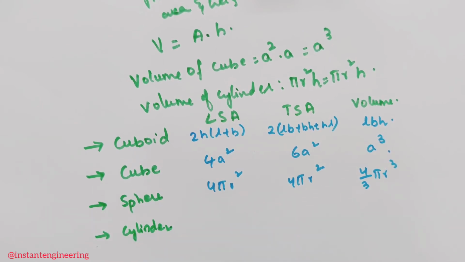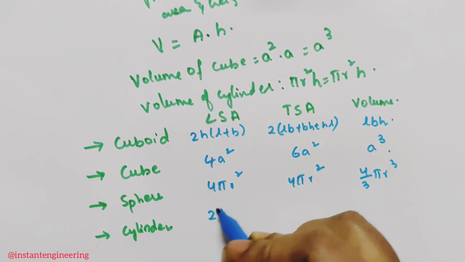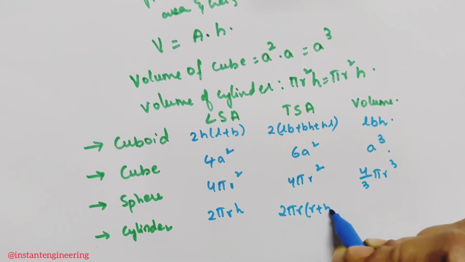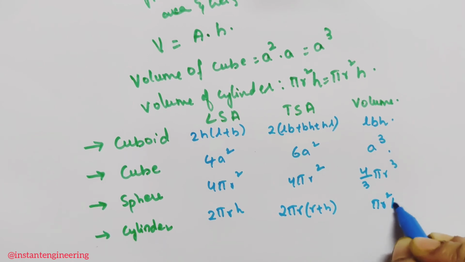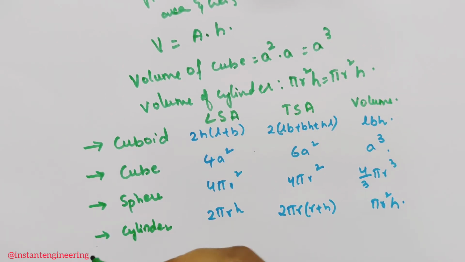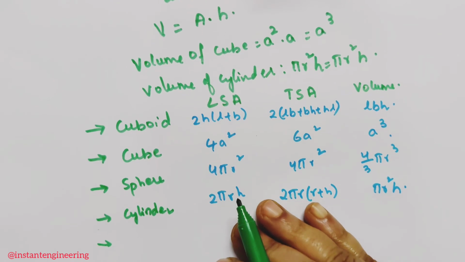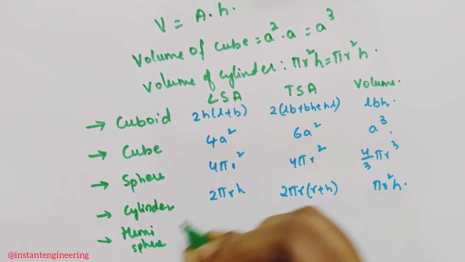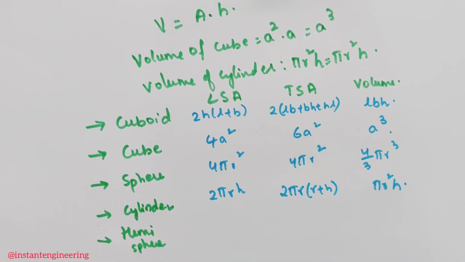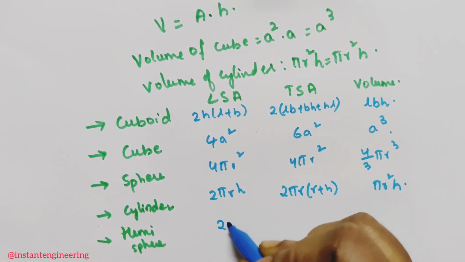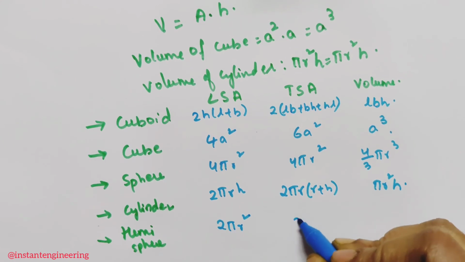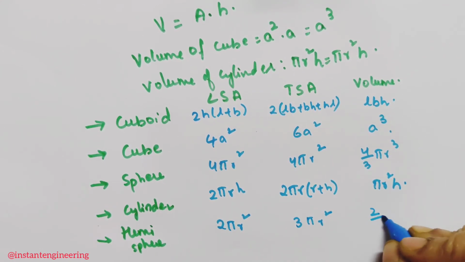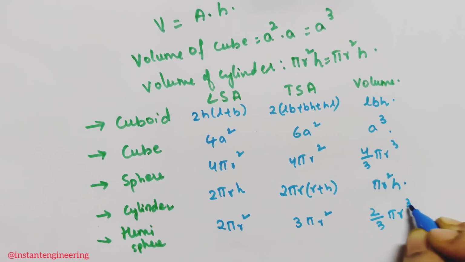For cylinder, LSA is 2 pi r h, and TSA, we already did this, is 2 pi r (r plus h), and volume is pi r square h. If you take hemisphere, that means half of the sphere, so the curved surface area becomes 2 pi r square, TSA is 3 pi r square, and volume becomes 2 by 3 pi r cube.